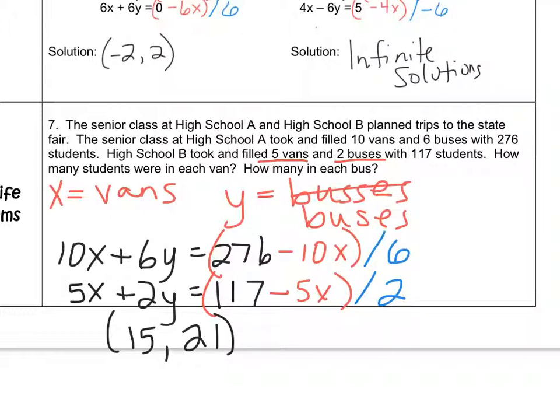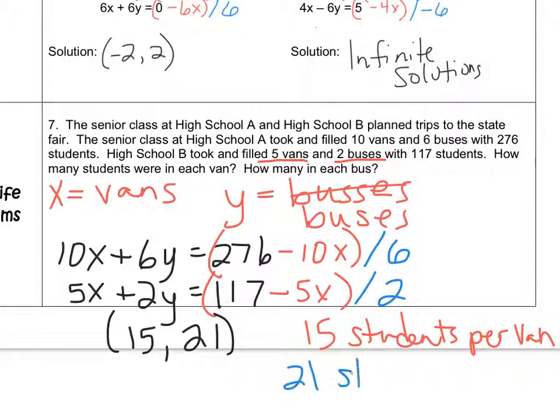So we need to write what that means, because it didn't ask for a point. It asked how many students were in each van. Well, vans are x, so we have 15 students per van. And then how many people did we have on the buses? Not very big buses. We had 21 students per bus.